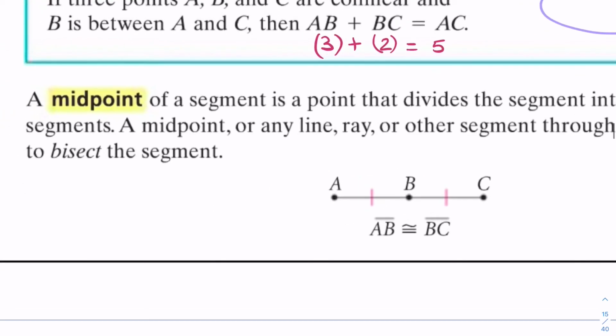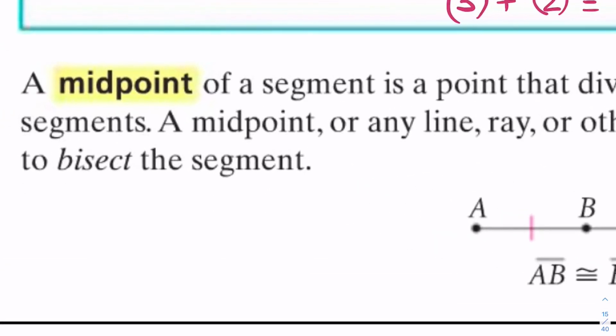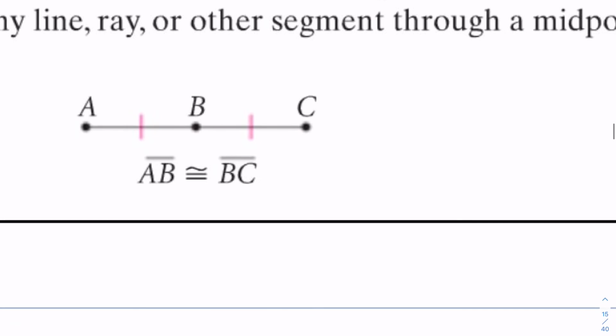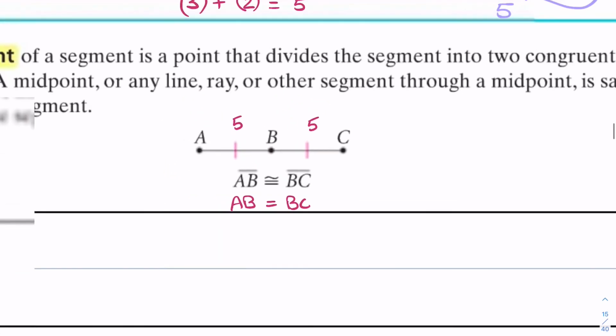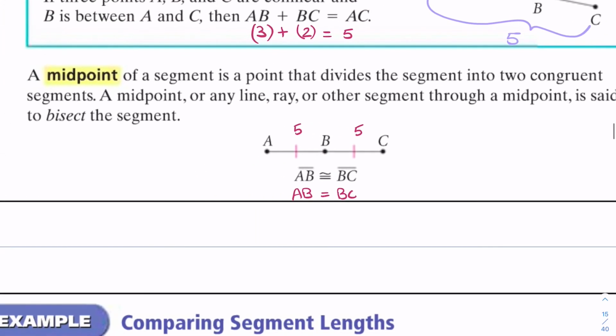When you have a midpoint, that's when it's in the middle. What that means is that in this case, we have AB and BC. I don't know the length of AB. Let's call it 5. I don't know the length of BC. We'll have to call it 5. What I do know about AB and BC is that they are equal to one another. So we can say that they are equal because they are congruent, because B is a midpoint of AC.